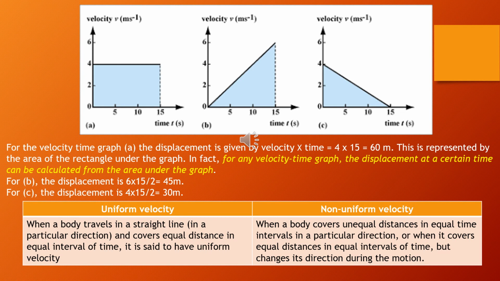A uniform velocity is when a body travels in a straight line in a particular direction and covers equal distance in equal intervals of time. It is said to have uniform velocity. While in non-uniform velocity, a body covers unequal distance in equal intervals of time in a particular direction, or it covers equal distance in equal intervals of time but changes its direction during the motion.